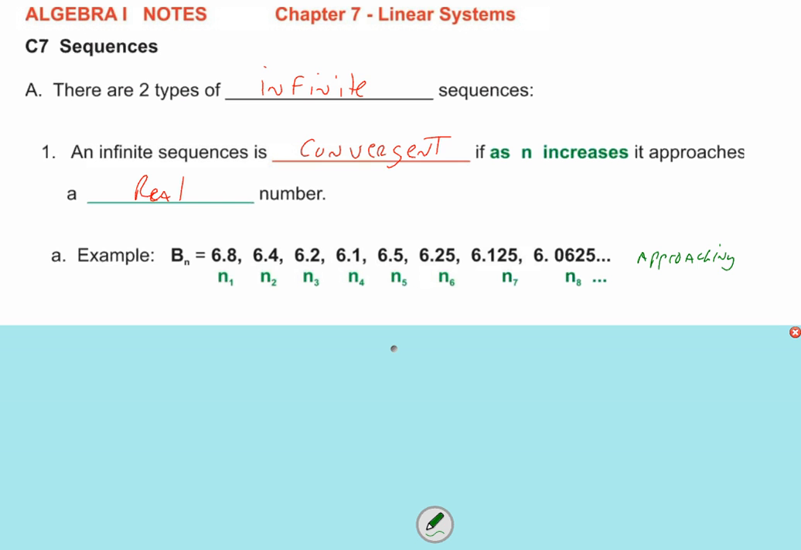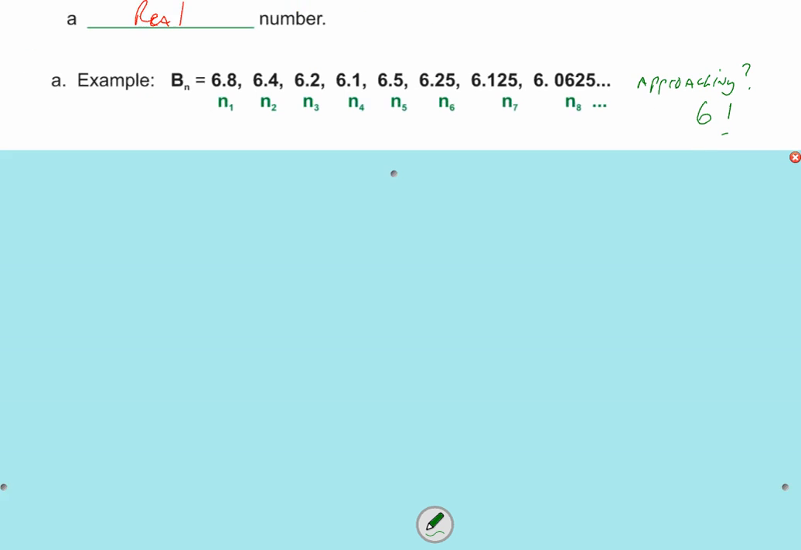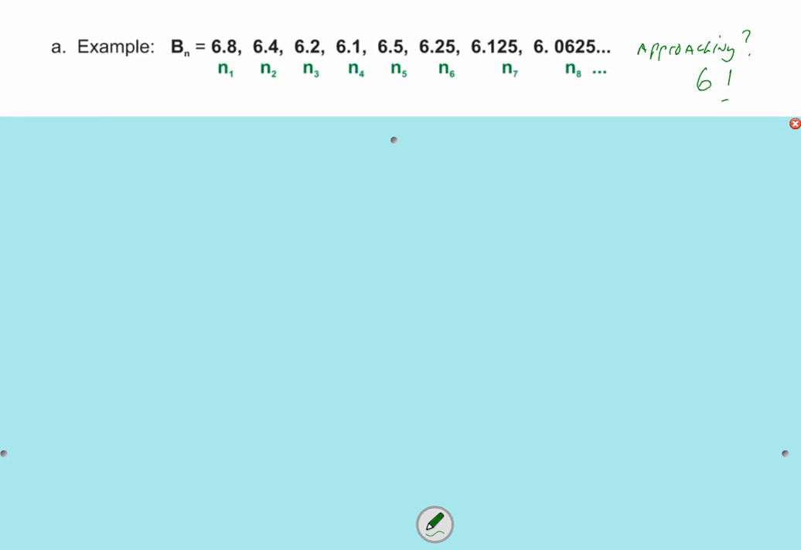So let me let you think for a second. What real number, because this is a convergent series, are we approaching? 6. We're approaching 6. We keep getting closer and closer to 6. We started out at 6.8, and now we're down to 6.0625, and we're just going to keep getting closer and closer to 6. This is a convergent series. We are approaching a real number.